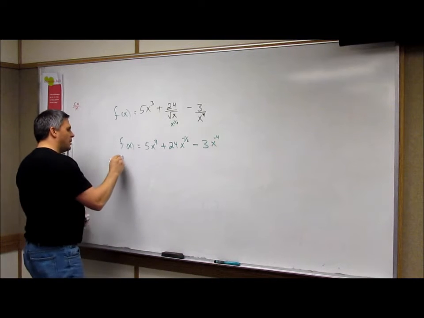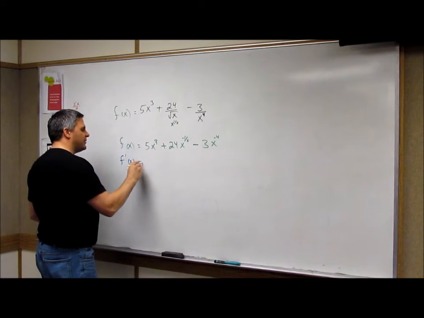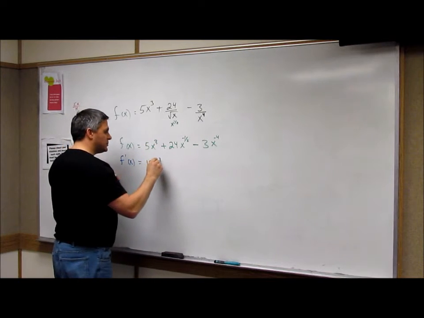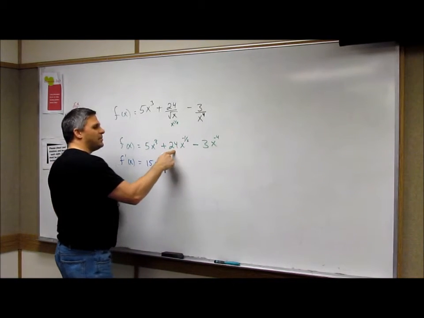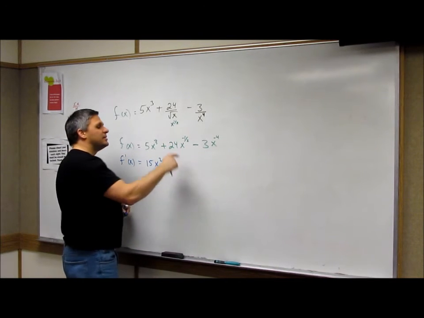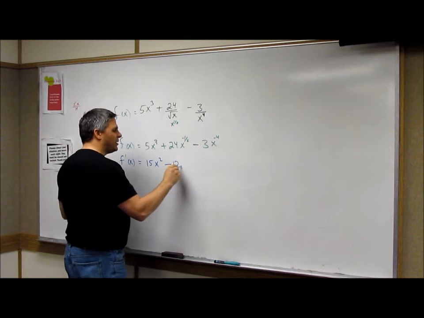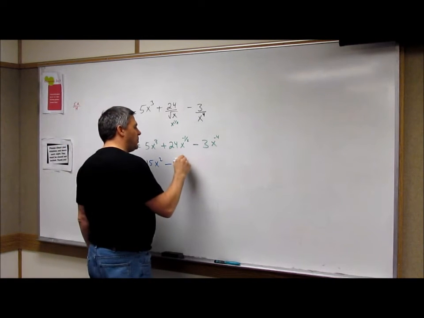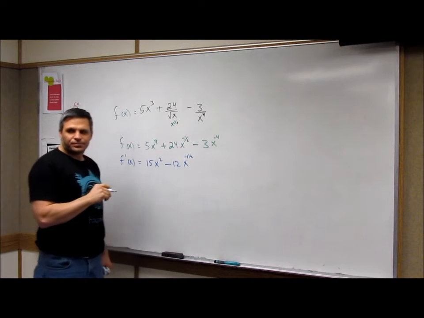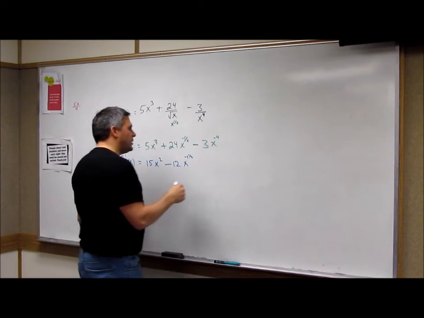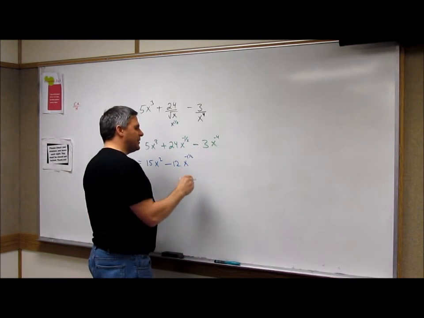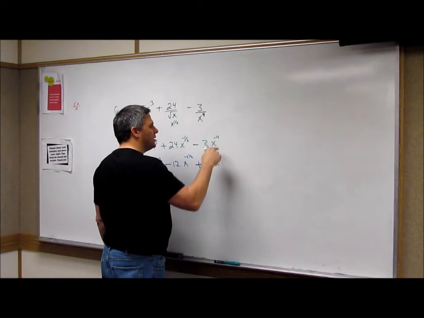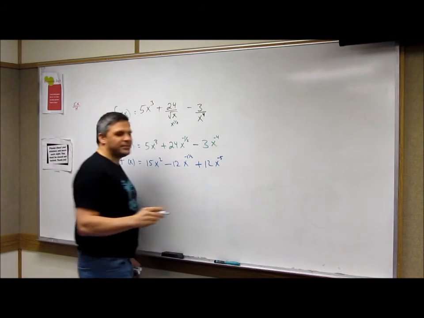Okay? So, f prime of x is 3 times 5, which is 15, x to the 3 minus 1, so x squared. Negative 1/2 times 24 is minus 12. x to the negative 1/2 minus 1 would be negative 1 1/2. Okay? And then negative 4 times a negative 3 would be a positive 12. And then minus 1 from negative 4 would be negative 5.